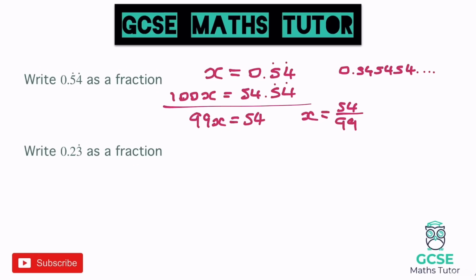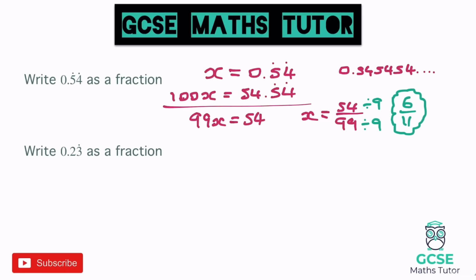The top and the bottom both divide by 9, and you'd normally be asked to show that it equals this next one, but if it doesn't, you can look to simplify if it says to give it in its simplest form. And if you divide them both by 9, you get 6 over 11. So the question might have said show that it equals 6 over 11, and that's how you would show it.